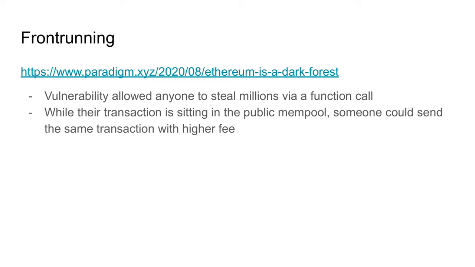So there's a nice Paradigm article over here talking about how Ethereum is a dark forest, where it basically talks about a very interesting story about how some people found a vulnerability in a smart contract, and it could allow anyone to steal millions of dollars by just calling a single function. And that was very scary because finding this vulnerability is just the first step, right? Successfully retrieving the funds and returning it to the investors is another step.